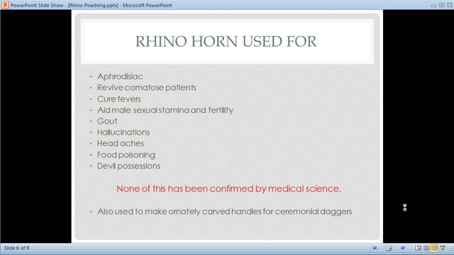Here bullets are used to summarize information. The uses of rhino horn are explained.